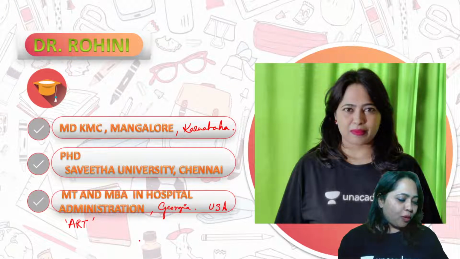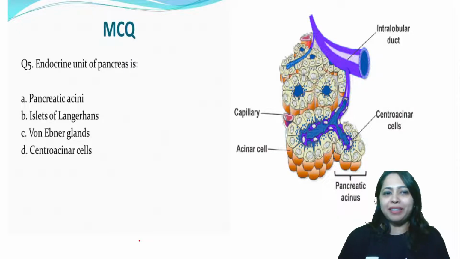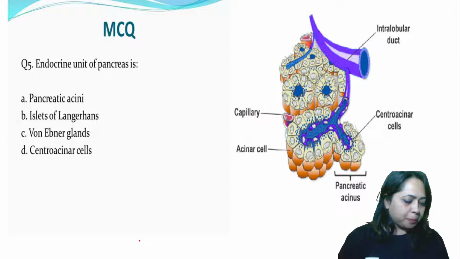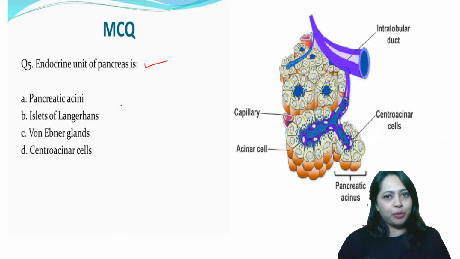So, okay. With all these credentials, let's move to the topic. Here is the first one. It tells you, endocrine unit of pancreas is. So there is the exocrine unit and the endocrine unit. So the endocrine unit of pancreas is, what do you think it is?